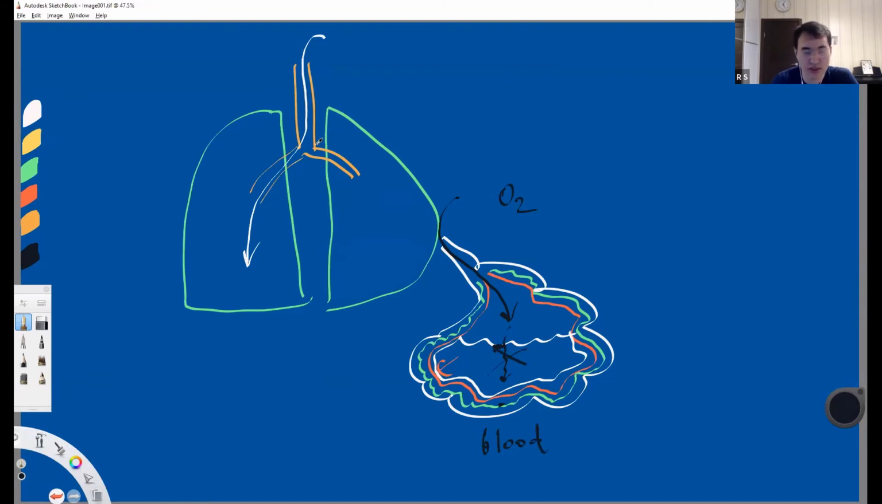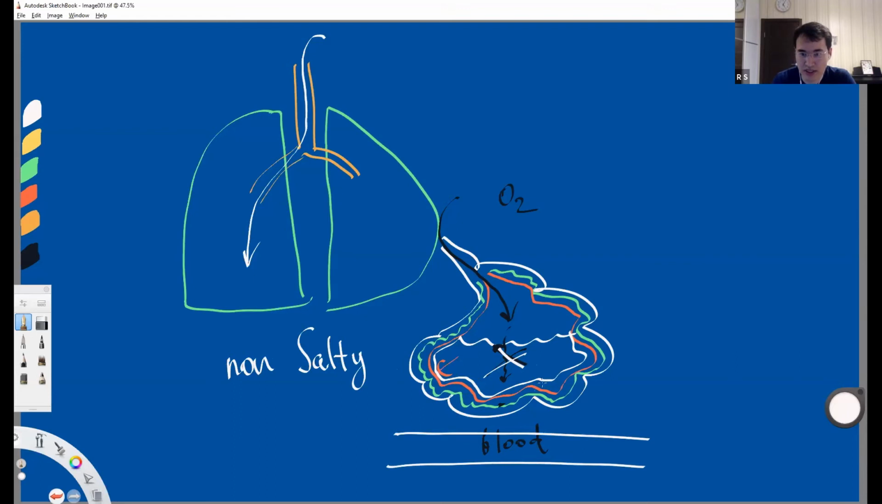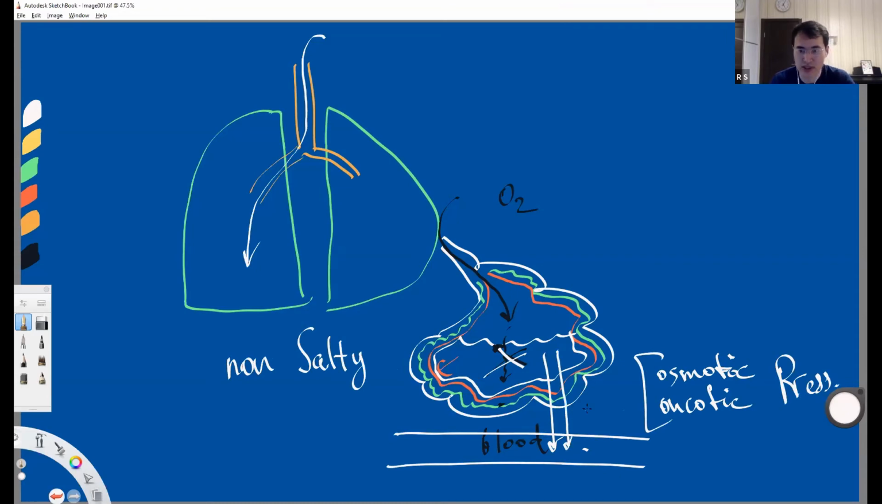So we cannot do that because of water. And if it is non-salty water, it is better, because the osmotic pressure will push this water inside the blood, because here we have oncotic and osmotic pressure. And because of these two types of pressures, the water will get into blood.